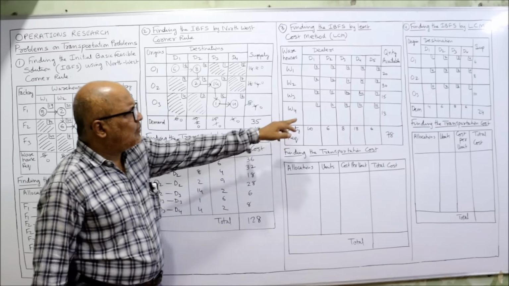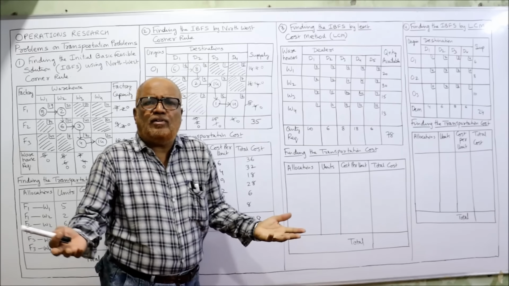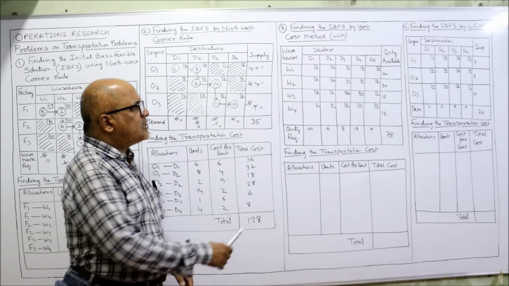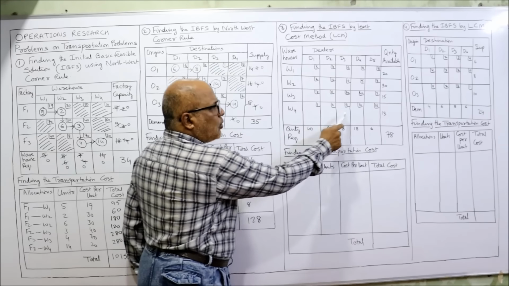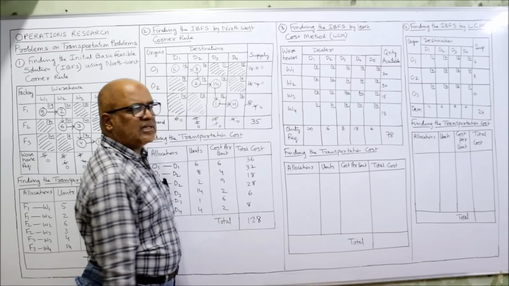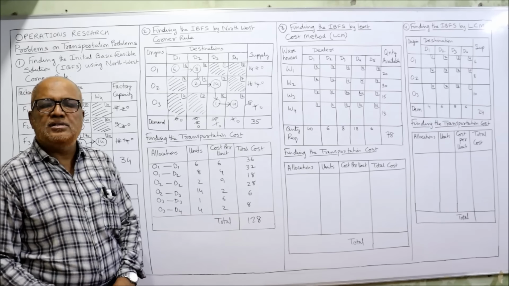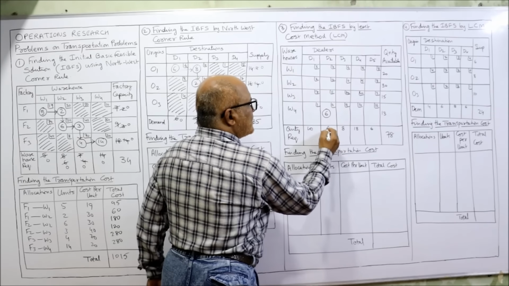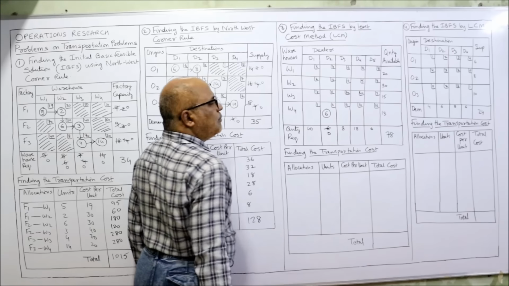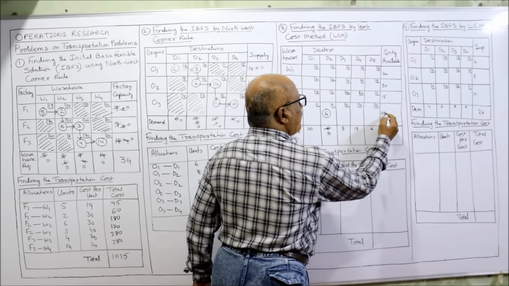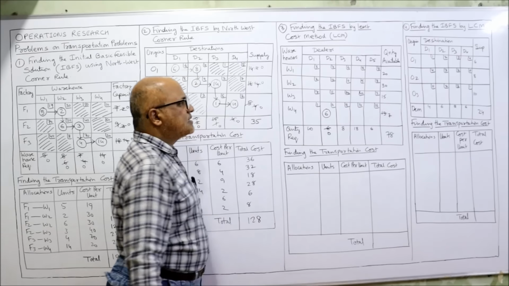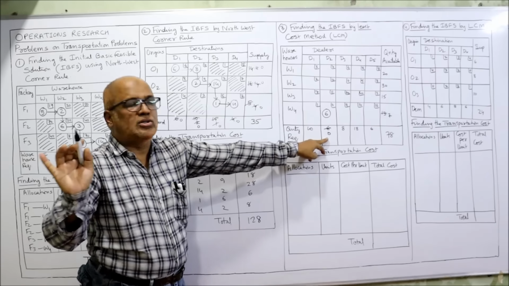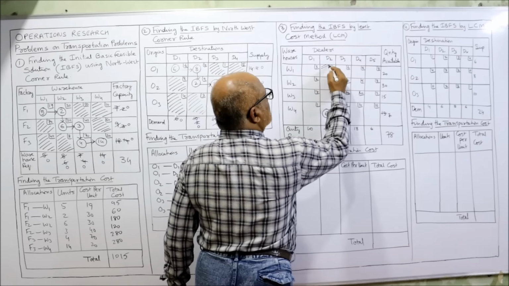Select any one of the 0s, either this 0 or that 0. So I am selecting this 0. How much allocation can I make in this cell? Row total 13, column total 6. Whichever is less, 6 is less. So I am allocating 6 here. 6 minus 6, 0. 13 minus 6 is 7. The column has become 0. The column should be blocked. This column is blocked.